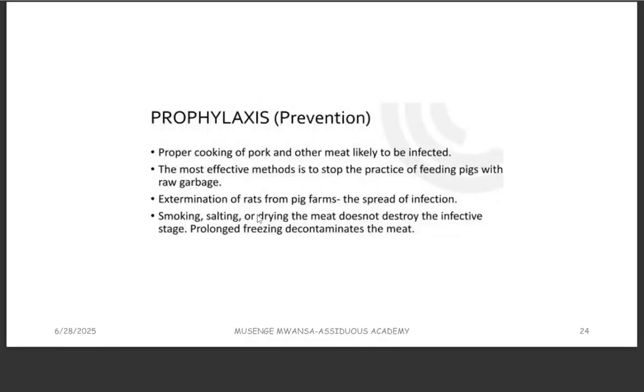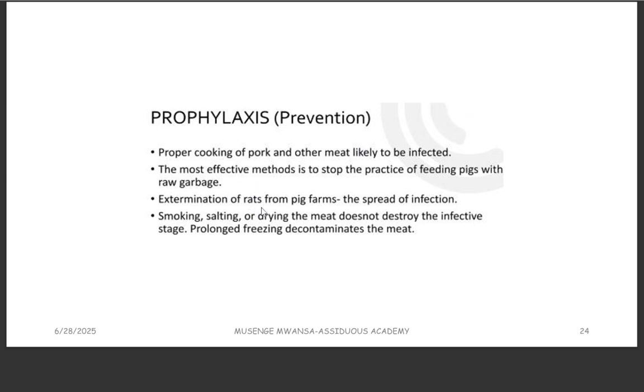So prophylaxis: what can you do to prevent infection by Trichinella spiralis? Proper cooking of pork and other meats which are likely infected. The most effective method is to stop the practice of feeding pigs with raw garbage, because when you feed them this raw garbage, you actually get them to feed on the worm.